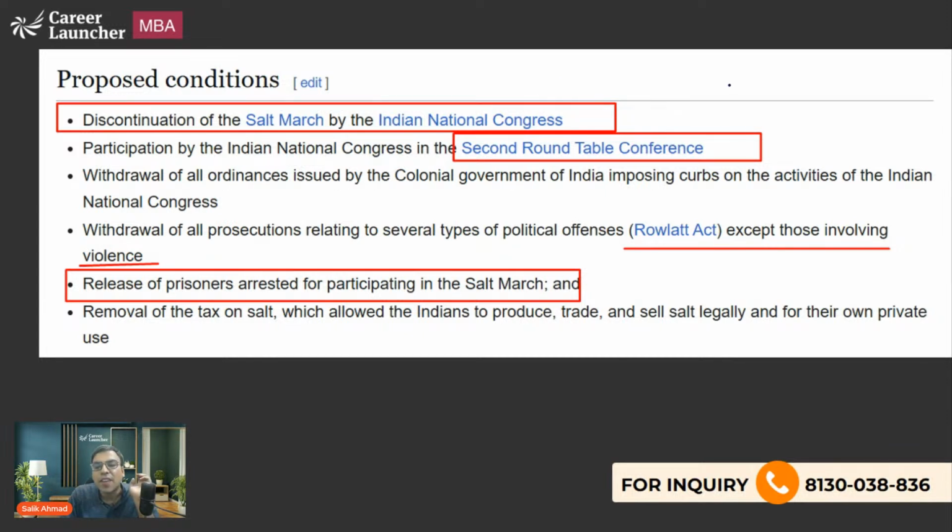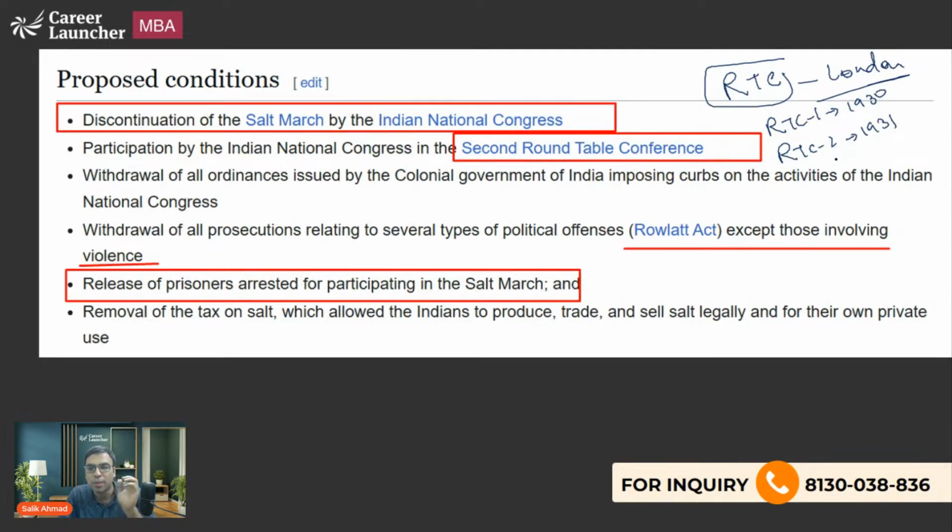See, the roundtable conferences used to happen in London, where Indians were invited to have discussion on that. So the first roundtable conference happened in 1930, somewhere around November, December. Second roundtable conference happened also in 1931, September to November. And the third roundtable conference happened in 1932, again at the end of 1932, somewhere around November.